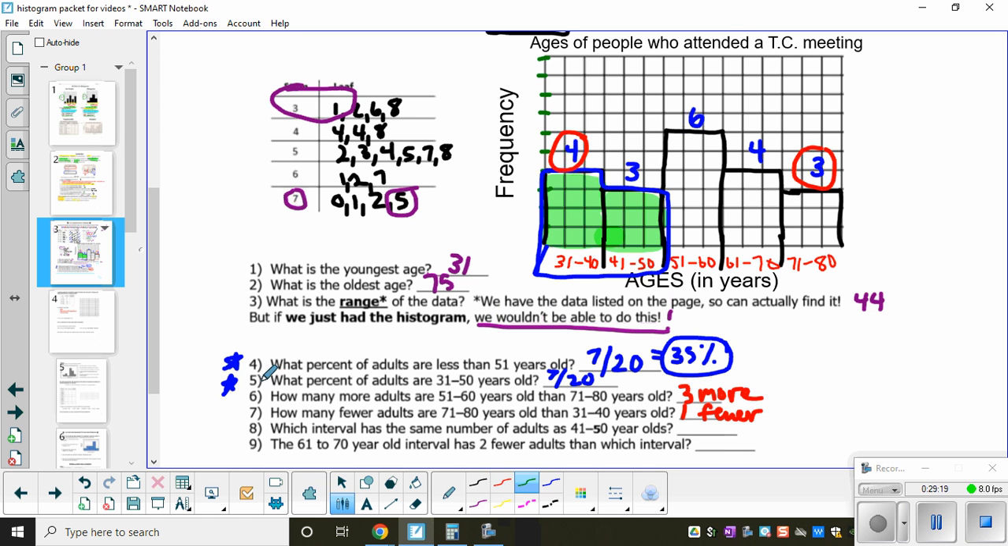All right, which interval has the same number of adults as 41 to 50? Well, 41 to 50 is right here, and that has 3. So which interval has the same number as this one? This one right here, 71 to 80, also has 3. So 71 to 80 is our answer for this one.